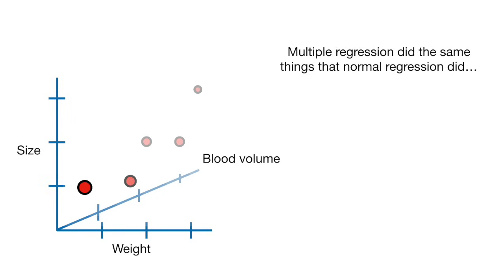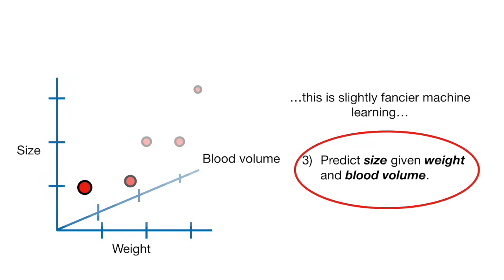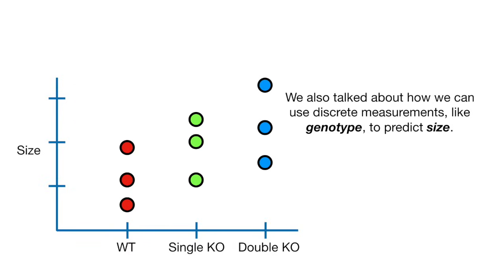Multiple regression did the same things that normal regression did. We calculated R squared, and we calculated the p-value, and we could predict size using weight and blood volume. And this makes multiple regression a slightly fancier machine learning method. We also talked about how we can use discrete measurements like genotype to predict size. If you're not familiar with the term genotype, don't freak out. It's no big deal. Just know that it refers to different types of mice.